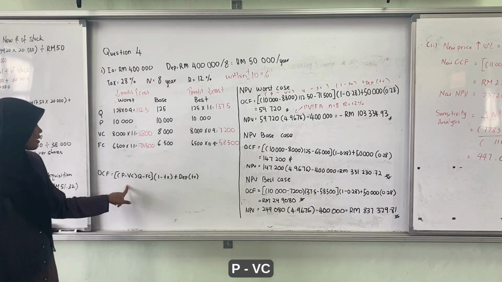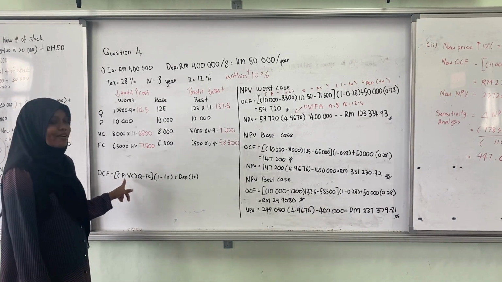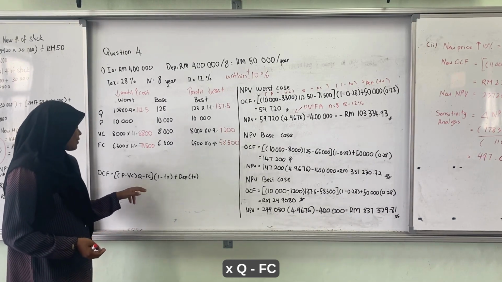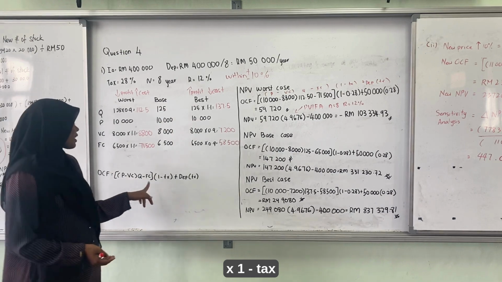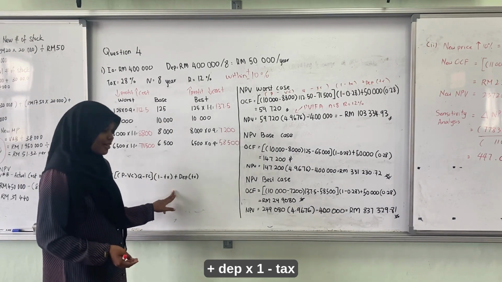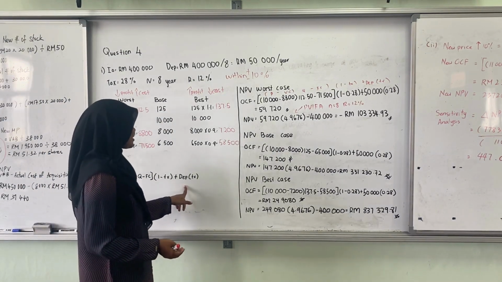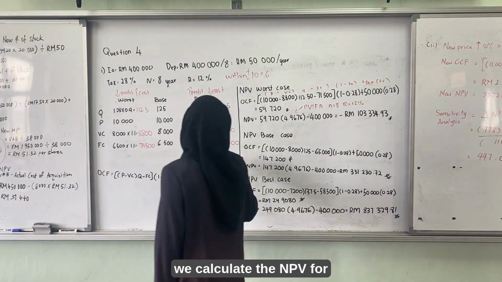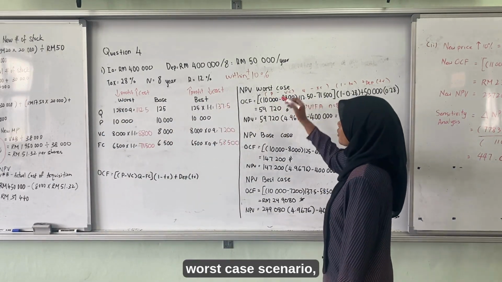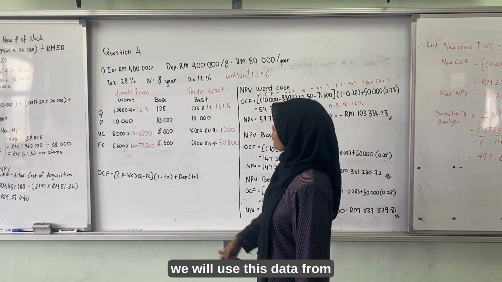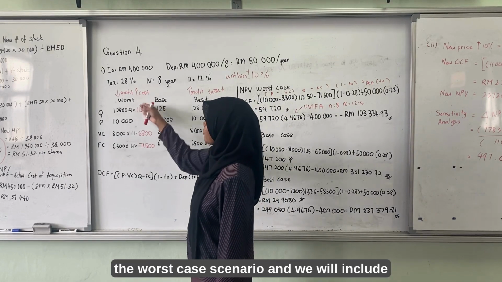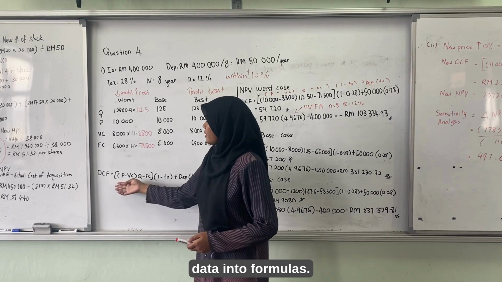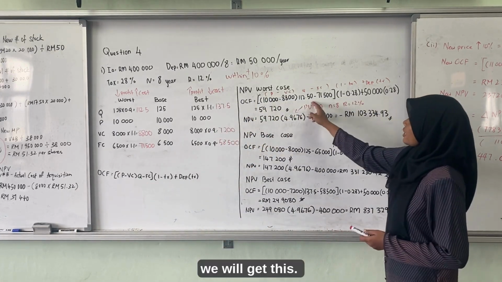The price minus the fixed cost, variable cost times quantity minus the fixed cost times 1 minus the tax rate plus depreciation times the tax rate. First, we calculate the NPV for the worst case scenario. So we will use this data from the worst case scenario and insert the data into the formula, and we will get this.